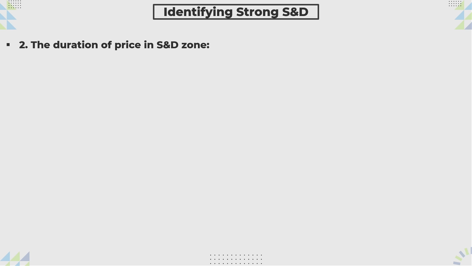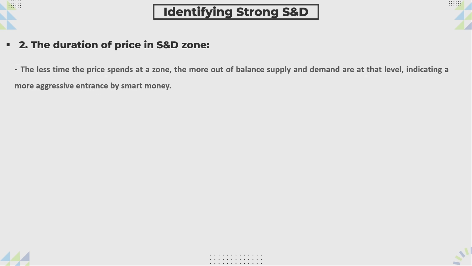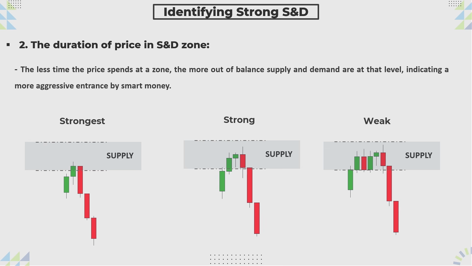The second factor to consider is the time the price spends in a supply or demand zone. The less time the price spends in a zone, the more out of balance supply and demand are at that level, indicating a more aggressive entrance by smart money. Generally, the less time the price spends at a level, the stronger that level is.